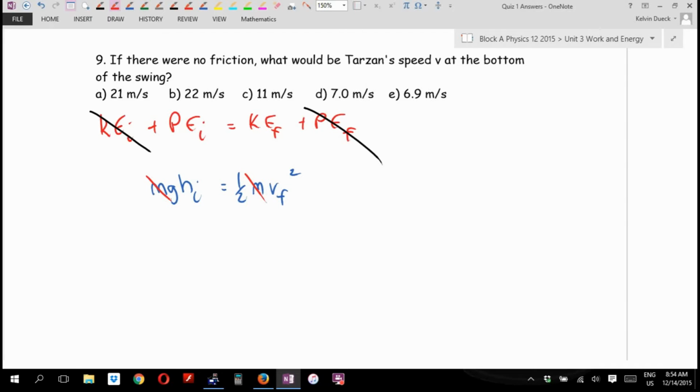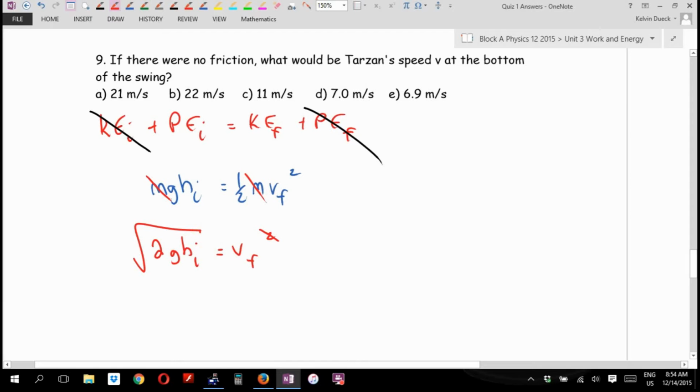What do they want me to find? Oh, it's going to be 2ghi equals vf squared. Hey, Rob, how do I get rid of a squared? Vf is going to be the square root of 2 times 9.8 times 2.5. Was that the original height?